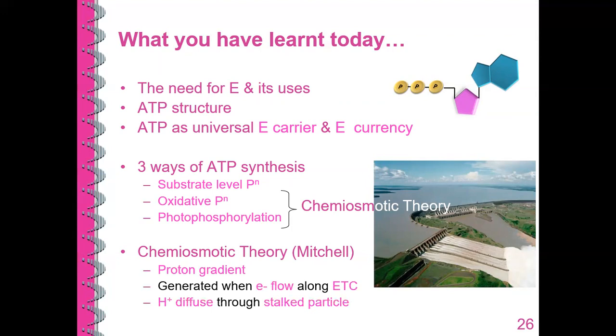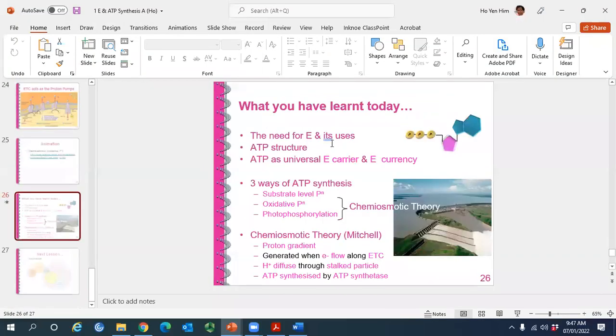H plus diffuses across the stalked particle, and then ATP is synthesized by ATP synthetase. And then the ETC, point number 2, when electrons flow along the ETC, protons will be pumped against the concentration gradient. So that will generate the proton gradient, number 1. Okay, so all these 4 points are describing chemiosmosis. Is that okay for all of you? Okay, so I will continue with the next topic.